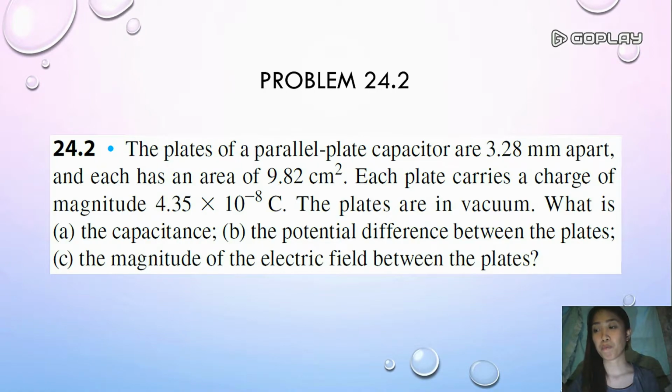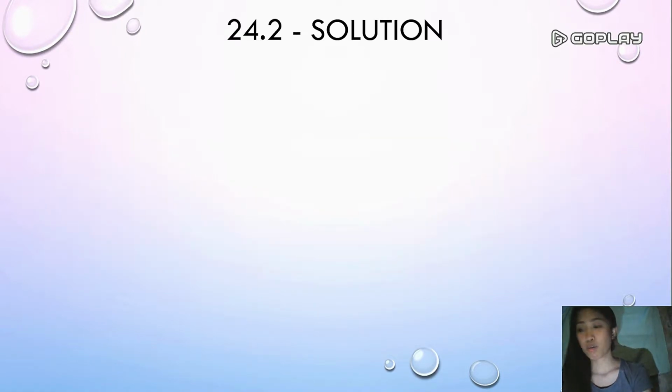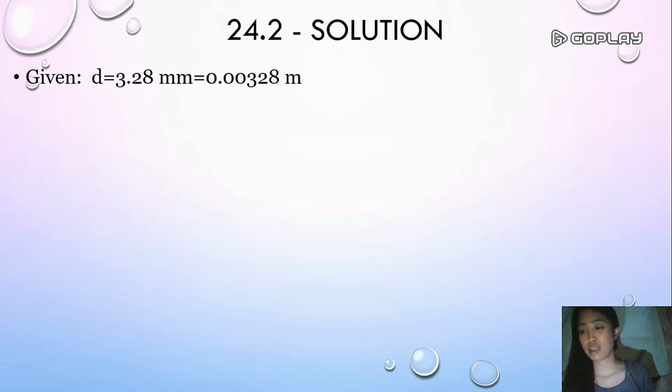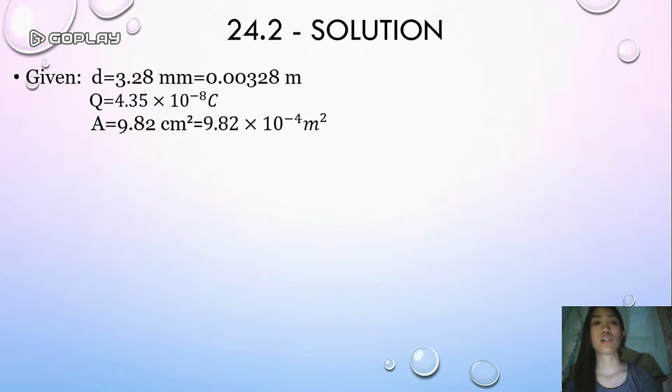In this problem, we are given a distance between the two plates, which is D equals 3.28 millimeters. We converted it to meters. And the charge on each plate is capital Q, which is 4.35 times 10 raised to negative 8 coulombs. And the area of each plate A, which is 9.82 square centimeters, converted to square meters. And we also have the electric constant, 8.85 times 10 to the negative 12 farad over meter.